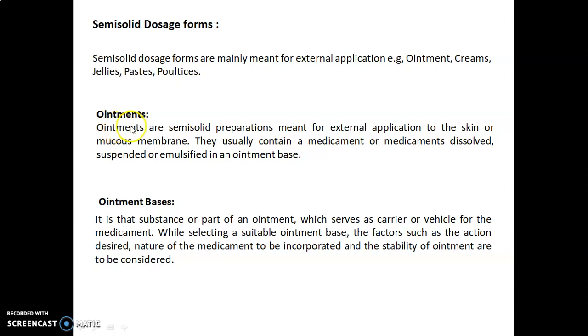Ointments are semi-solid preparations meant for external application to the skin or mucous membrane. They usually contain a medicament or medicaments dissolved, suspended or emulsified in an ointment base. The ointment base is that substance or part of an ointment which serves as a carrier or vehicle for the medicament. While selecting a suitable ointment base, factors such as the action desired, nature of the medicament to be incorporated, and the stability of the ointment are to be considered.